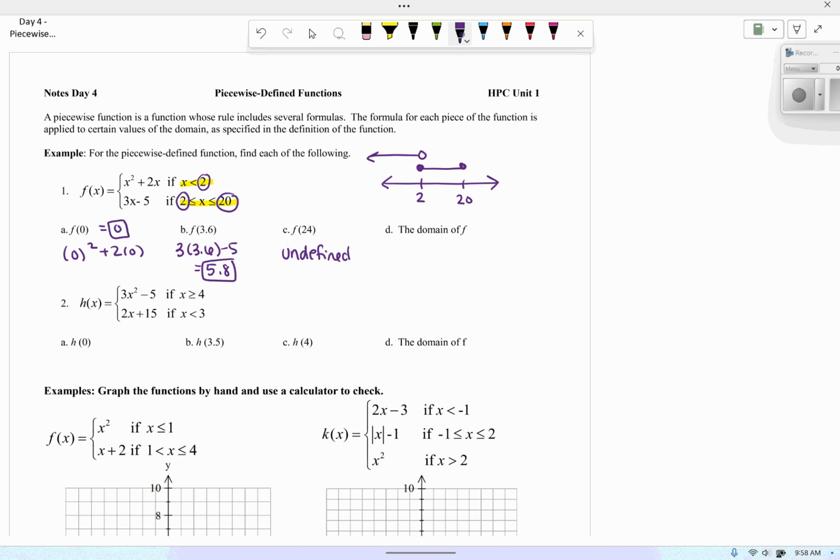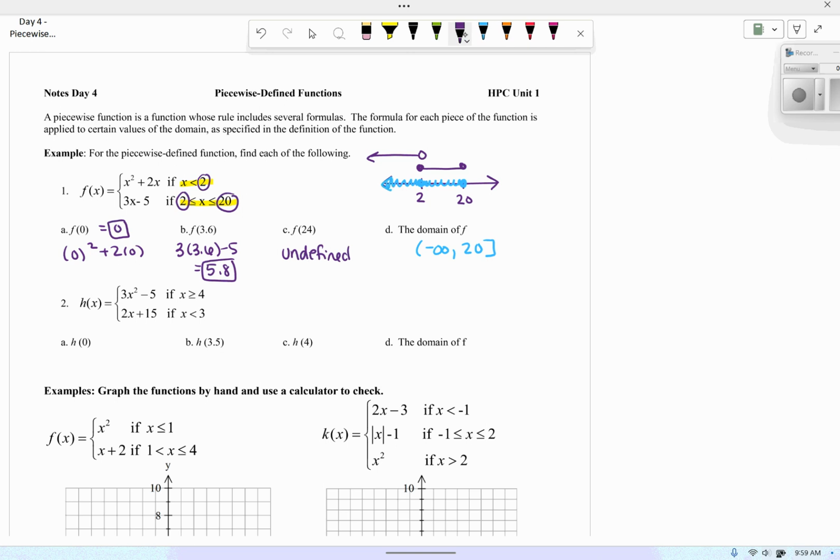So to find the domain, you're looking at where they are overlapping. So they overlap from negative infinity, and even though there's an open circle here, we have a closed circle that takes care of the value of 2 all the way up to 20. So that means that the domain would be negative infinity, using a parenthesis, to 20 bracket.